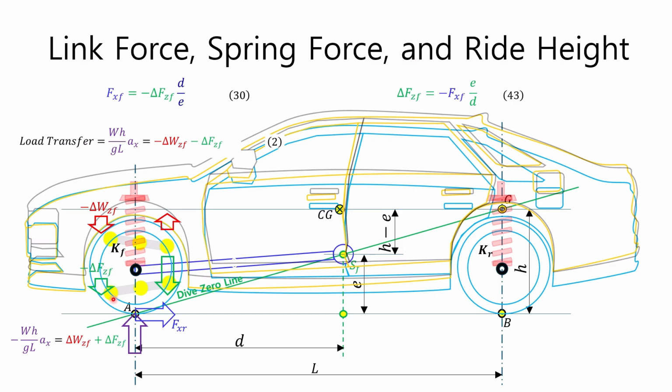From equation 2, if the braking deceleration, AX, is constant, the amount of vertical dynamic load transferred is constant. Therefore, if the force acting on the suspension links increases in absolute values, the force acting on the spring decreases, and the front ride height decreases less. If the virtual reaction point rises higher and is located in the region above the dive zero line, the vertical dynamic load acting on the spring changes from compression to tension, and the front ride height increases compared to the steady state.